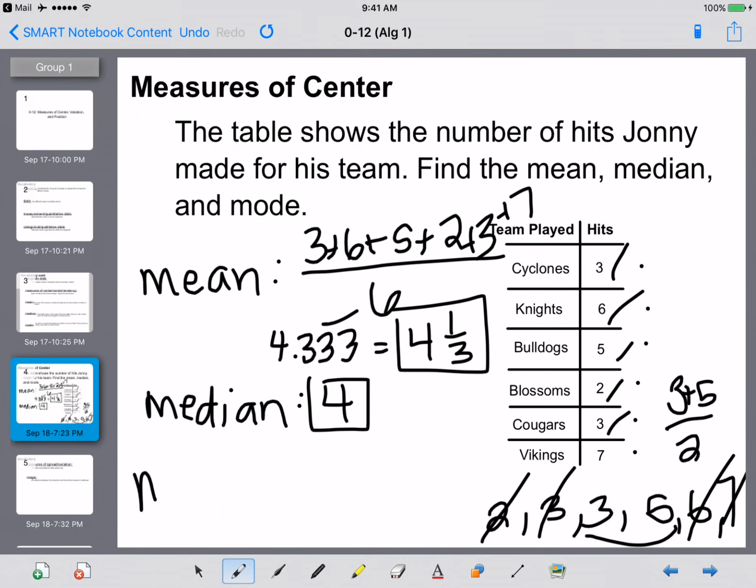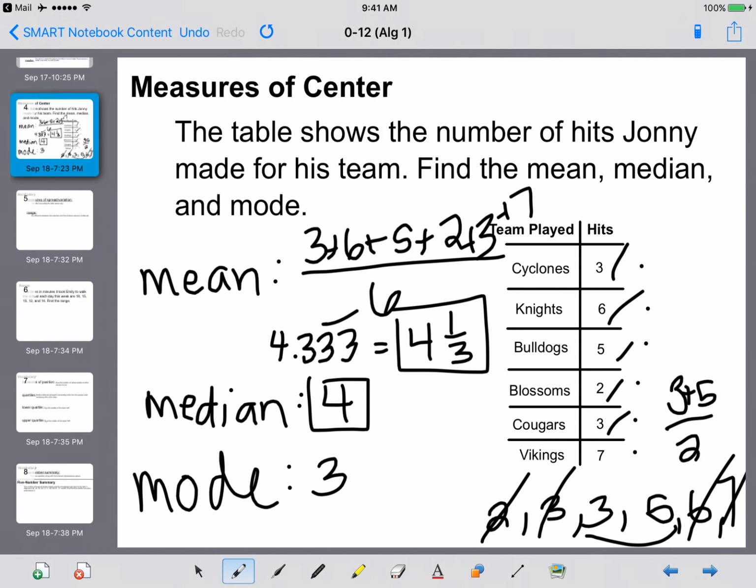And then finally we need our mode. Our mode is the number that shows up the most. So in this case, 3 shows up twice, and it's the only number that shows up multiple times. So our mode is 3.